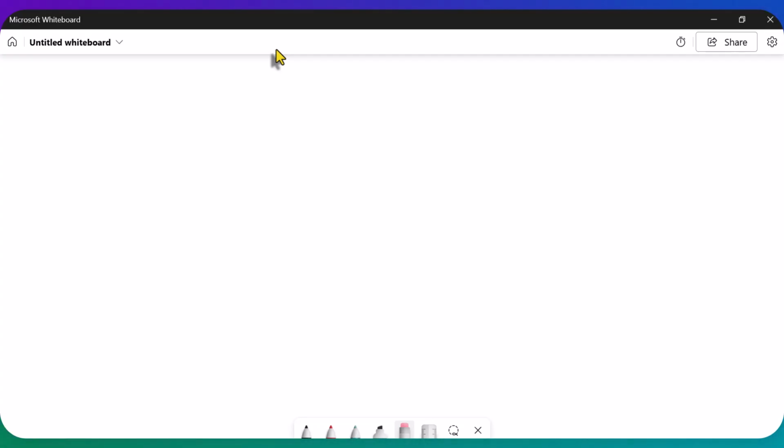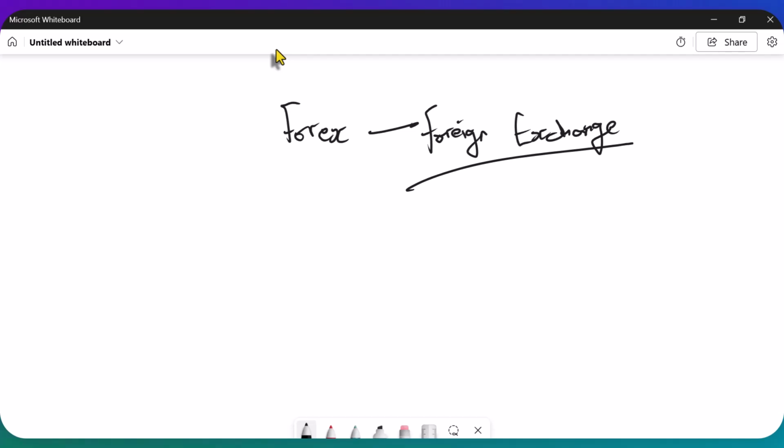Forex is just basically the foreign exchange. That's the full meaning of Forex. Let me write it down. Forex is basically foreign exchange. That's Forex trading. So foreign exchange market.